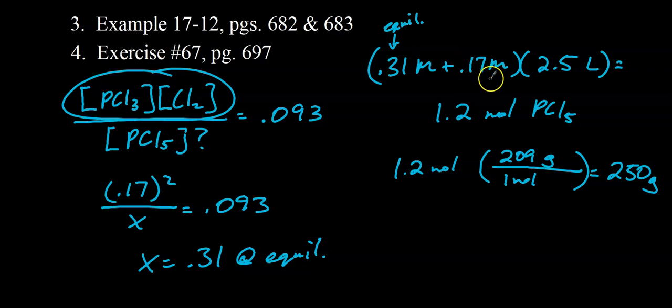This is how much the concentration changed by, but notice I'm going to add those because, of course, we have more initially, because that's a reactant, more initially than we have at equilibrium. So this here, 0.31 plus 0.17 will give us our initial concentration. Take that, multiply it by the volume of the container, 2.5 liters, and that'll give us moles of PCl5. And then, once we know moles of PCl5, we can use that to find grams of PCl5 using molar mass. So, pretty good problem there. A little bit different in terms of how we use our ICE table.